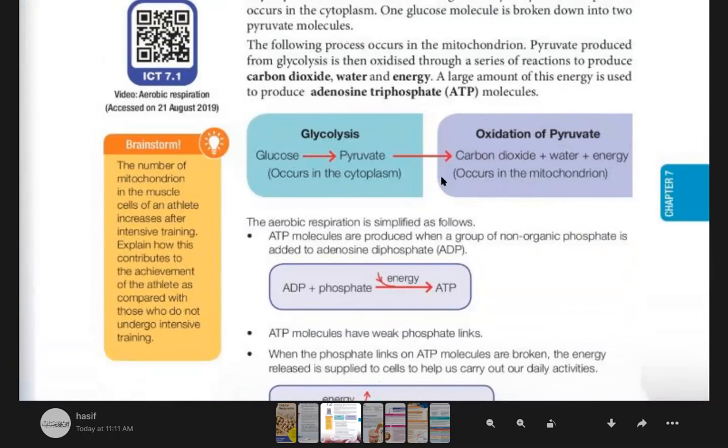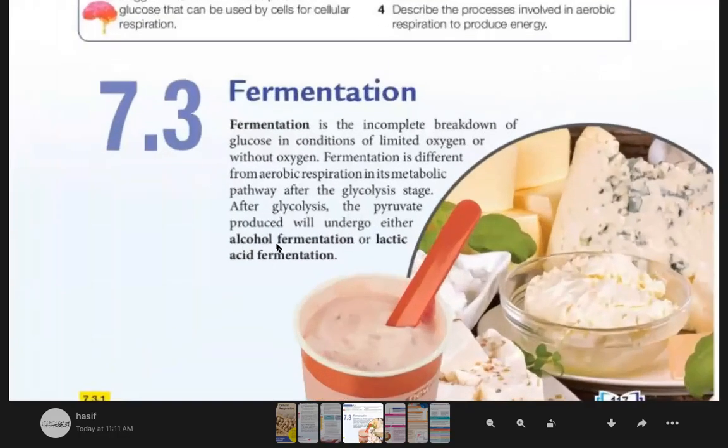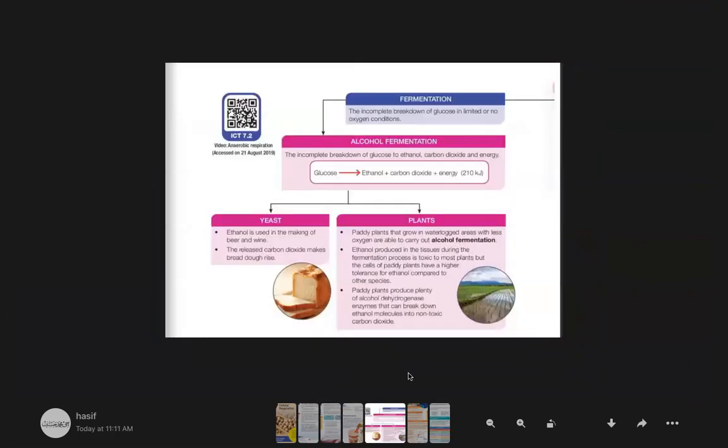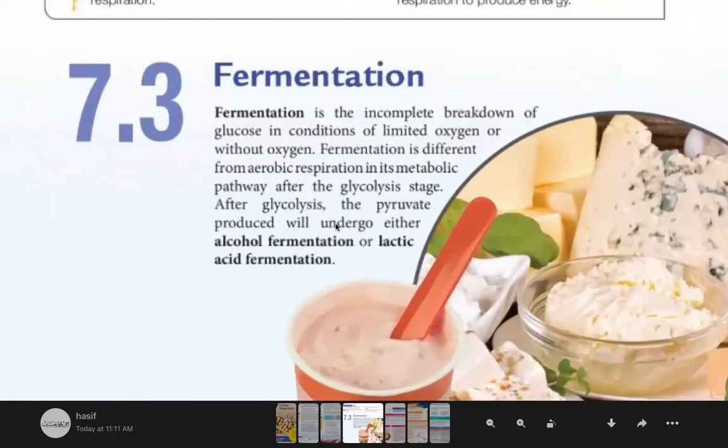Tapi dekat anaerobic ataupun fermentation, there is no oxidation of pyruvate. Why? Because it never use oxygen. Dia tak gunakan oxygen. So what happen to the pyruvate tu? Pyruvate tu dia akan undergo either alcohol fermentation ataupun lactic acid fermentation. Okay, jom kita tengok apa beza dua ni. Okay, the first one, we go for alcohol fermentation. Ni, dia cakap alcohol fermentation. Okay, cikgu nak divide kat sini.